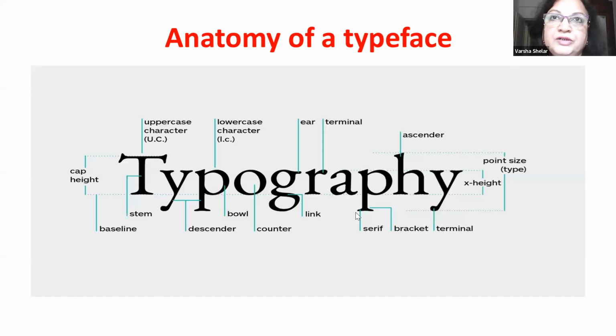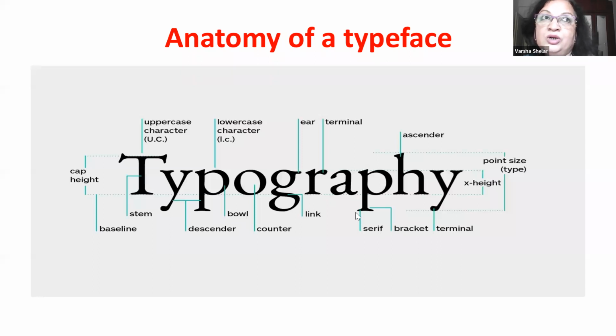Now we've gone through type classification, different kinds of typefaces. So what did we look at? Serif, sans-serif, script, display, right? So when you design something and when you're using typography, you will be choosing from one of these 4 or 5 classifications that I have just shared with you.